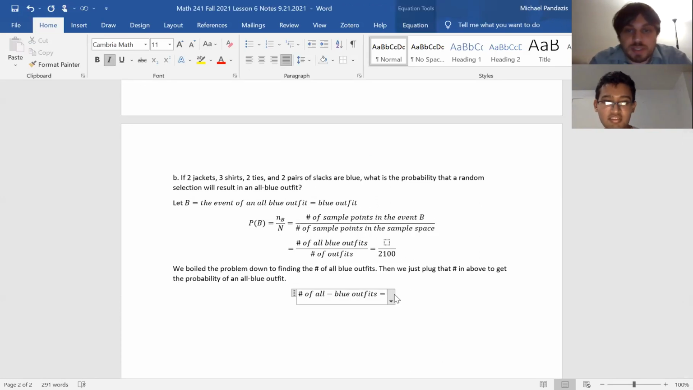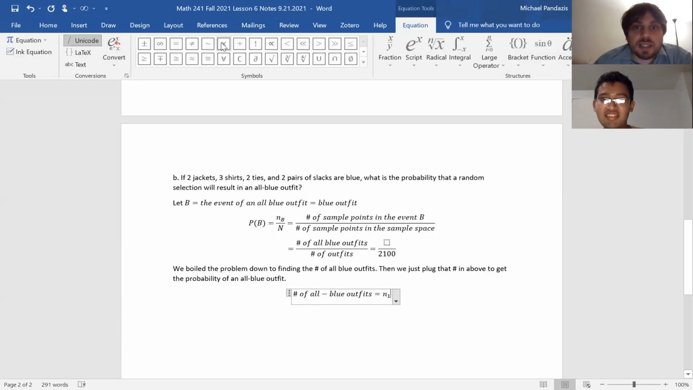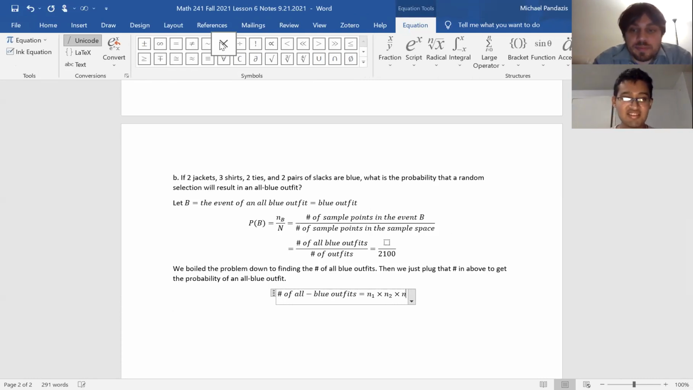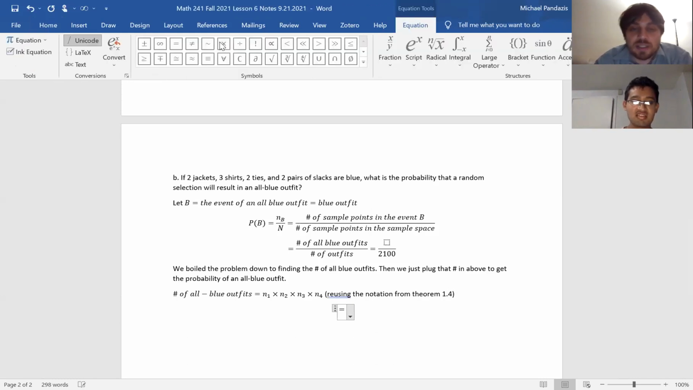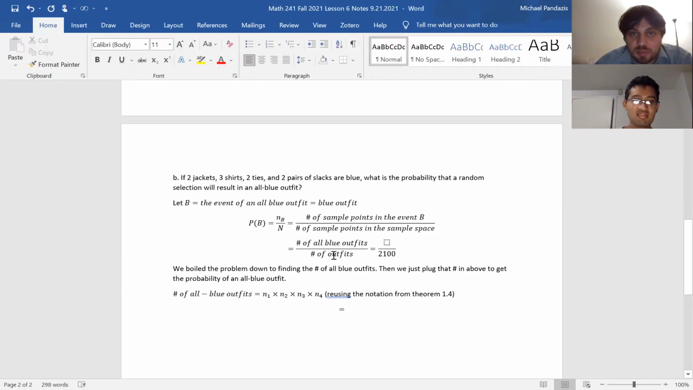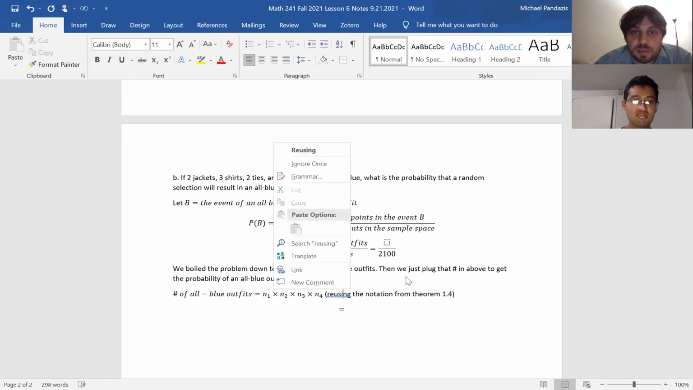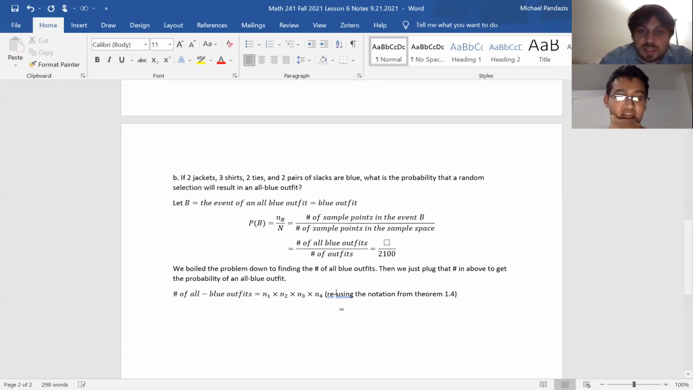So the number of all blue outfits is equal to N1 times N2 times N3 times N4. This is reusing the notation from Theorem 1.4. Okay, so I'm reusing the n's to now mean the number of elements of blue jackets, blue shirts, blue ties, blue pairs of slacks, right? Before I used the n's to mean something else, and now I'm using it to mean this.